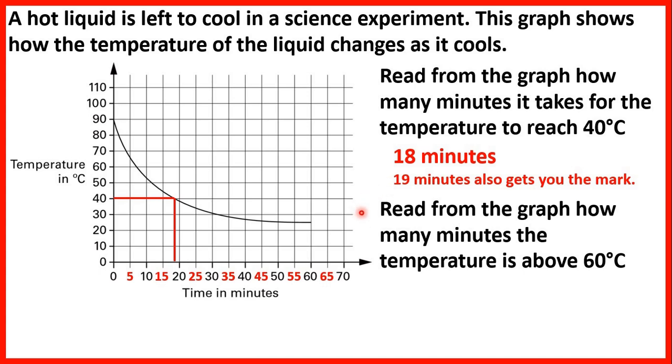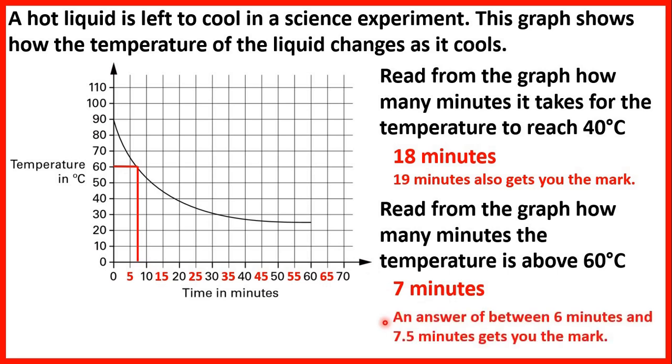Now read from the graph how many minutes the temperature is above 60 degrees. So we can find 60 degrees, and it's above 60 for this time here. So if we draw a line straight down, we can see that it's between 5 minutes and 10 minutes, but it's closer to 5 than it is to 10, so I would estimate 7 minutes. An answer between 6 minutes and 7.5 minutes gets you the mark for this question.